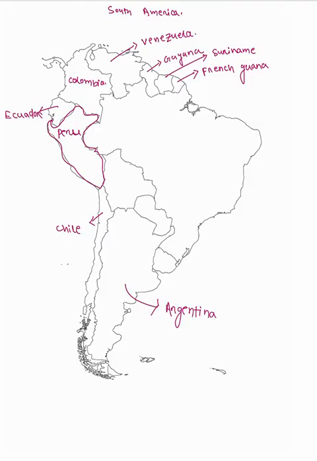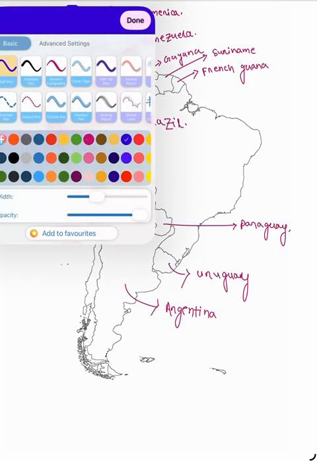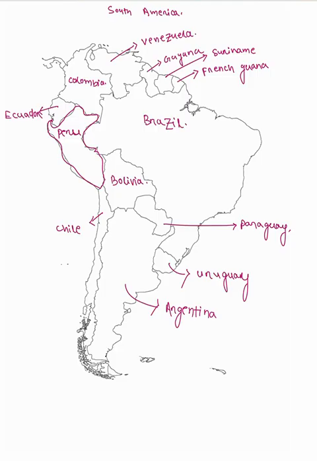This is Bolivia. This is Paraguay. This is Uruguay. This is Brazil. I think I'm done with the names of the countries. Now I will write the special features.